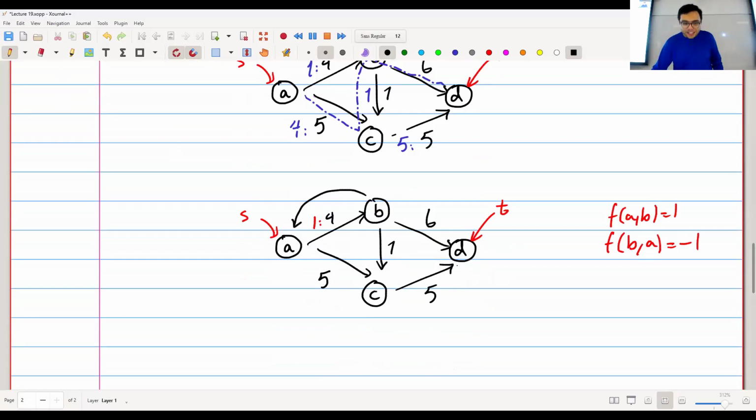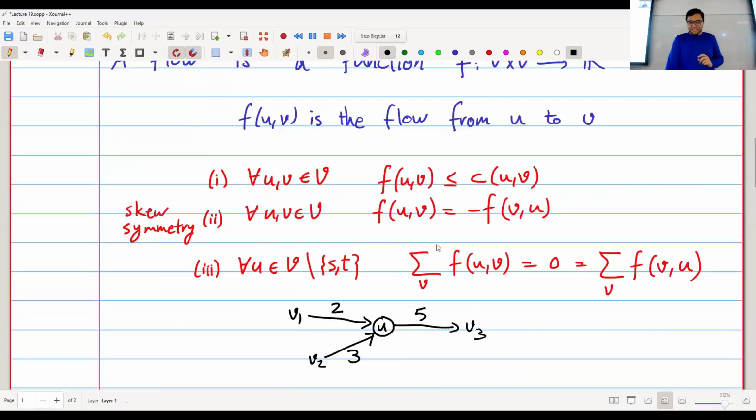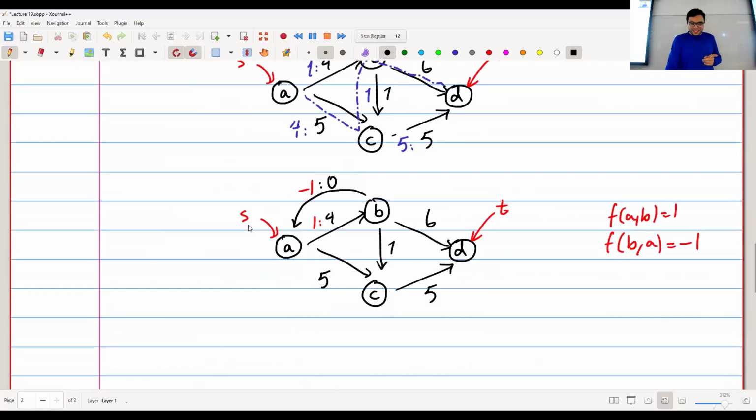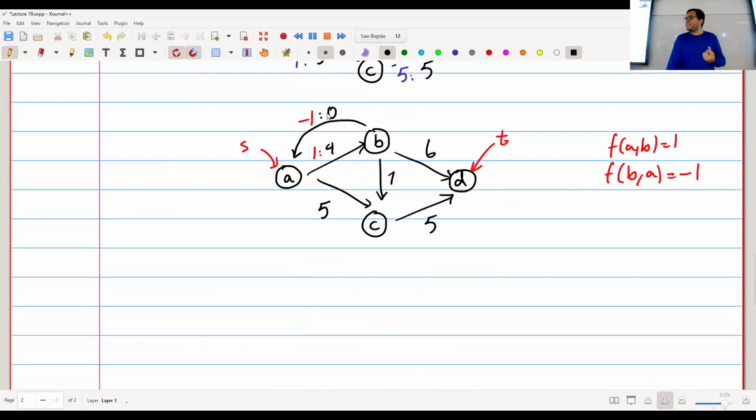Okay, so I can think of this as having an edge from B to A where the flow is -1. But what is the capacity of this edge? It's 0. Right? But this is fine because -1 is smaller than 0. So my condition here was that the flow on every edge should be less than its capacity. And remember, I intentionally said that I assign capacities not just to edges, but every pair of vertices. So the capacity from B to A was 0. That's why I wasn't even drawing this edge. But now I'm sending a flow of -1 there. So that's fine. I'm happy with that.